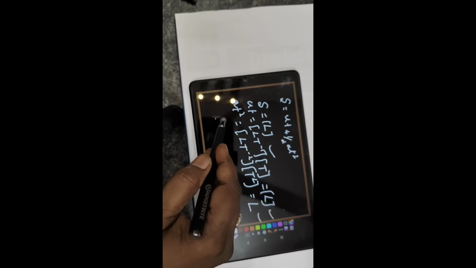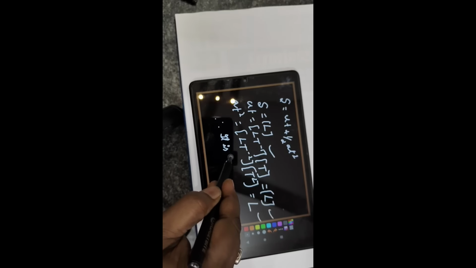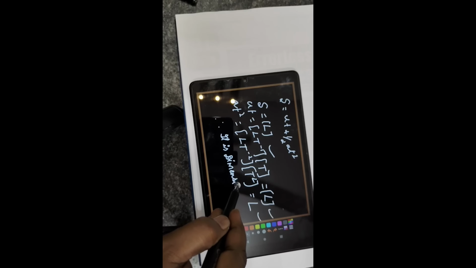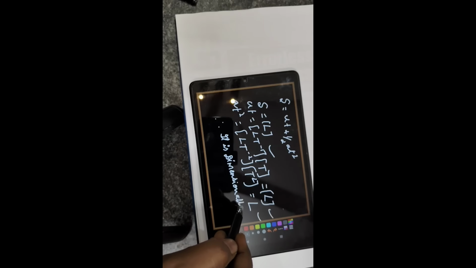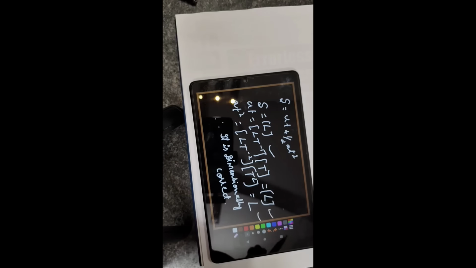So therefore it is dimensionally correct. So this is how we have to check the correctness of the equation.